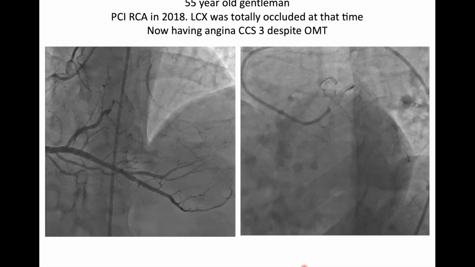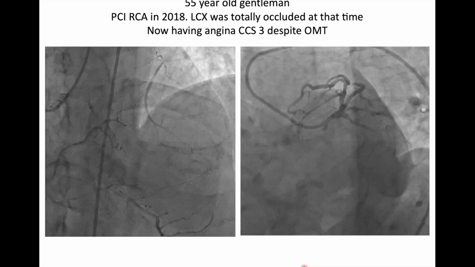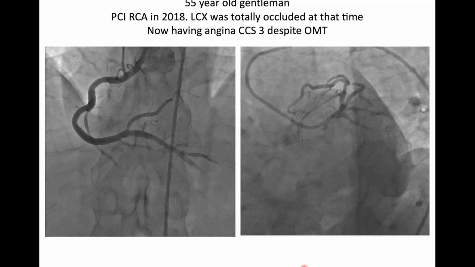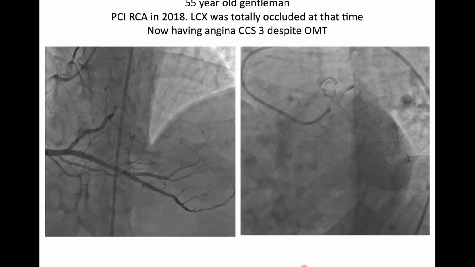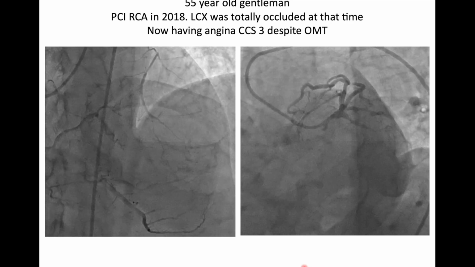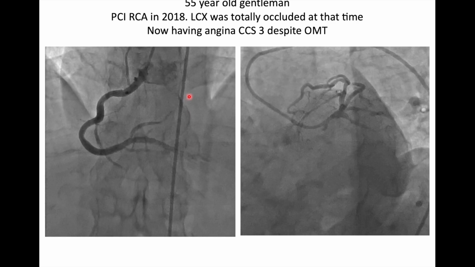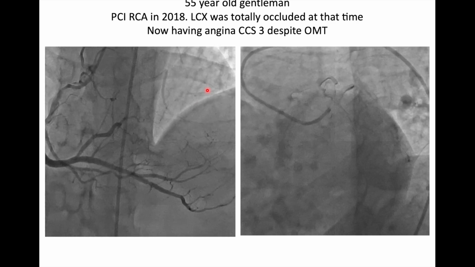So this is a 55-year-old gentleman who had PCI to RCA in 2018. Circumflex was totally occluded at that time. Now he has presented with angina, CCS class 3, despite optimal medical treatment. This is his current angiogram. RCA is patent. Circumflex is occluded the way it was in the past.